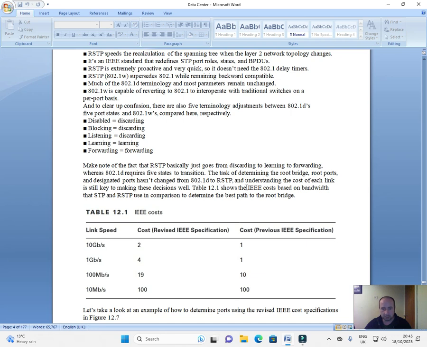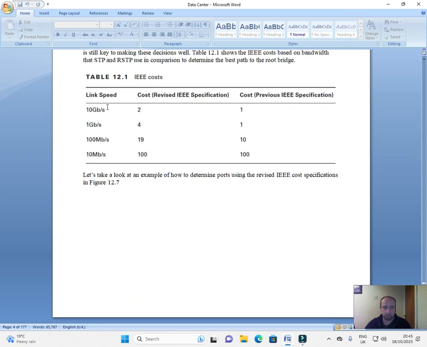The task of determining the root bridge, root ports, and designated ports hasn't changed from 802.1d to RSTP, and understanding the cost of each link is still key to making these decisions as well. Table 12.1 shows the IEEE costs based on bandwidth that STP and RSTP use to determine the best path to the root bridge. Link speed, cost under the revised IEEE specification, cost under the previous IEEE specification: 10 gigs 2, 1; 1 gig 4, 1; 100 Mbps 19, 10; 10 Mbps 100, 100.